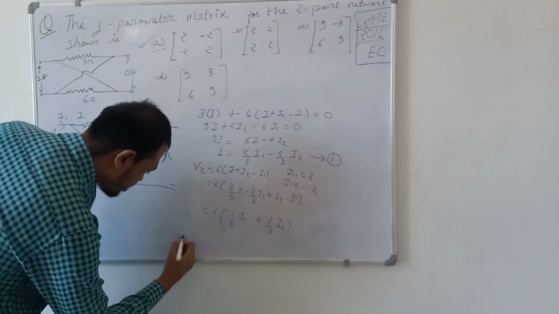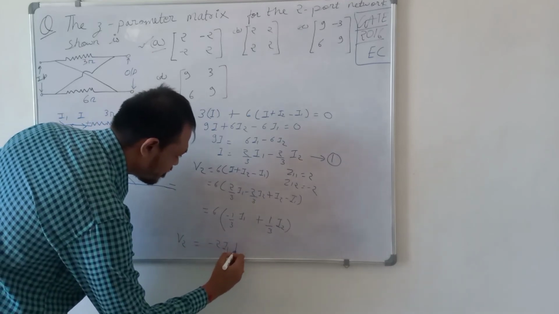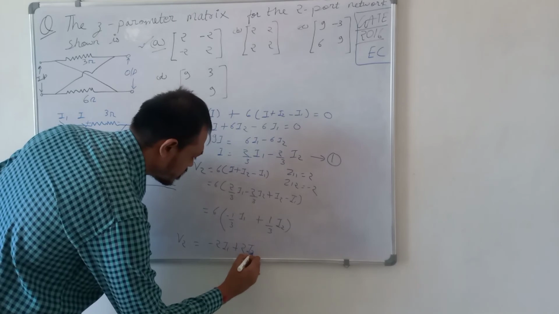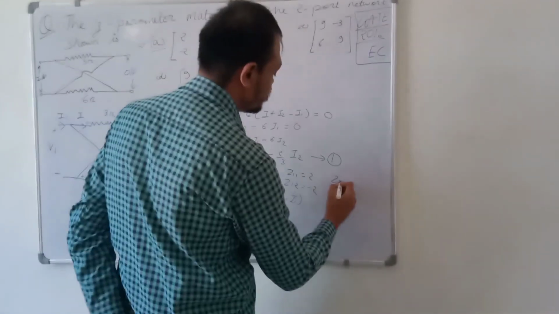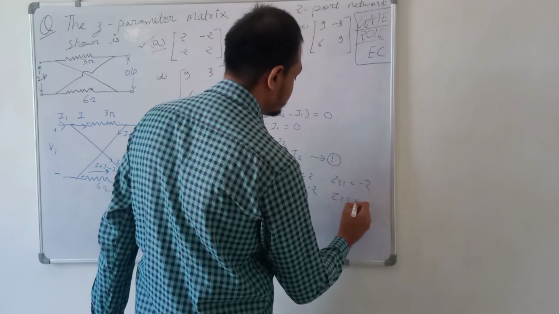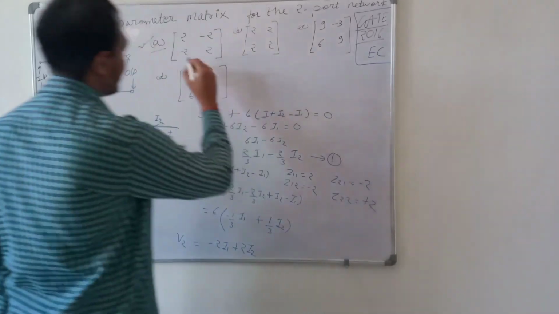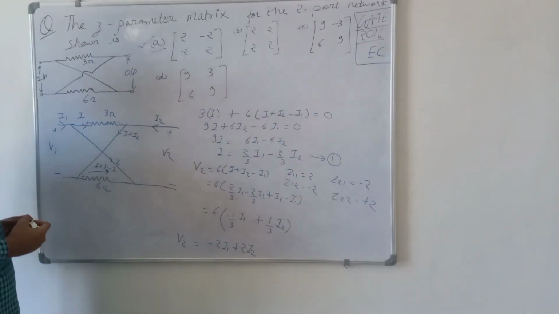So if you solve it, you get minus 2 I1 plus 2 I2. So V2 is equal to minus 2 I1 plus 2 I2. So Z21 is minus 2 and Z22 is plus 2. So again option A is correct. So this is the answer for this question.